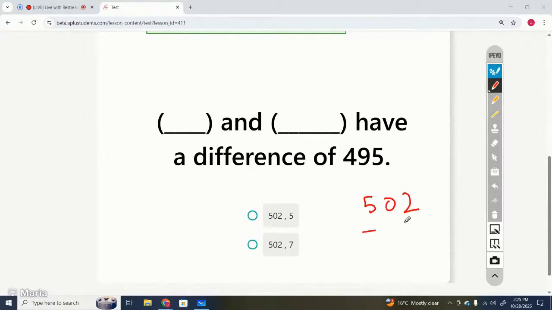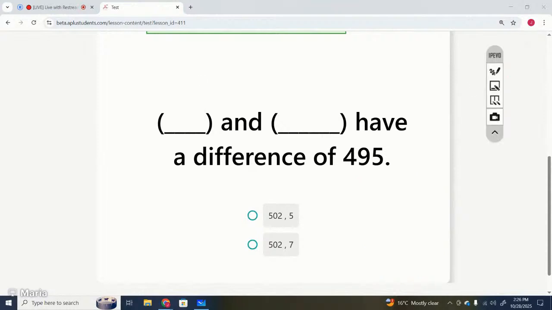502 minus 7. Now you can borrow. 12 take away 7 is 5. 9 minus 0 is 9 and 4. So option number 2 is the correct option.